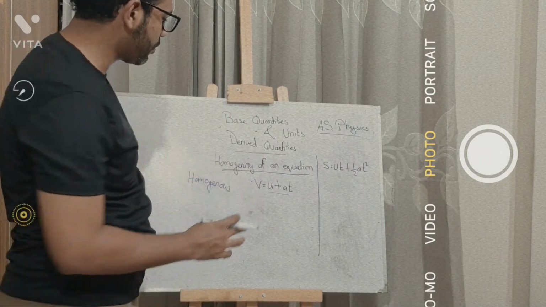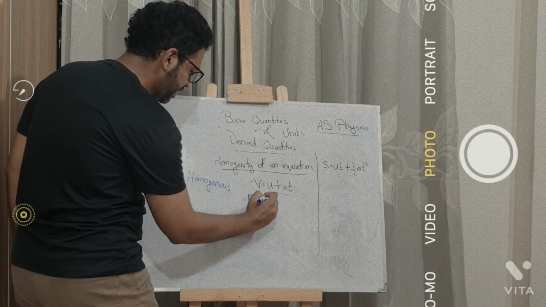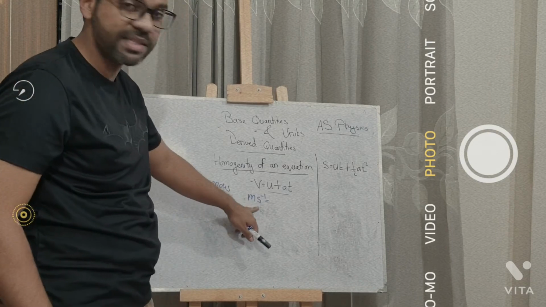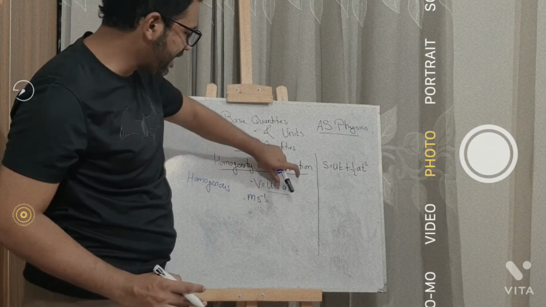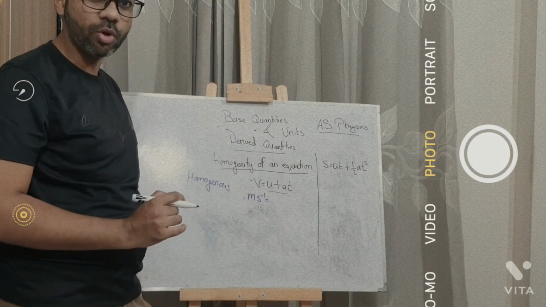Like the left hand side of this equation is velocity, so meters per second. Now that's what the left hand side is. These are the base units. You cannot break down meters and seconds into further units because these are the base units. Now adding up the right hand side should also give you the same unit. Only then you can say the equation is homogeneous.